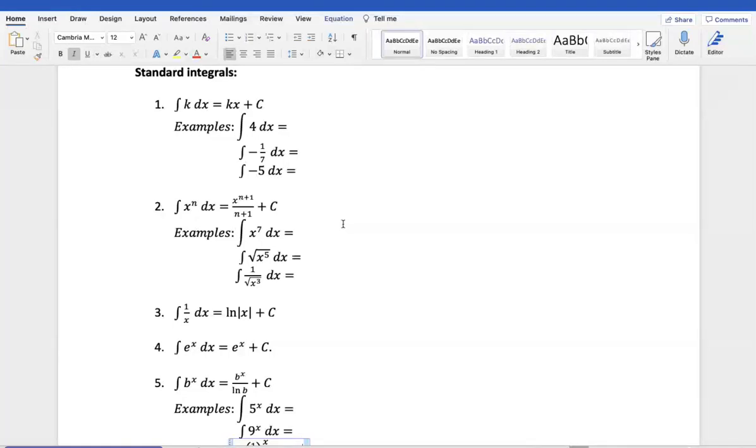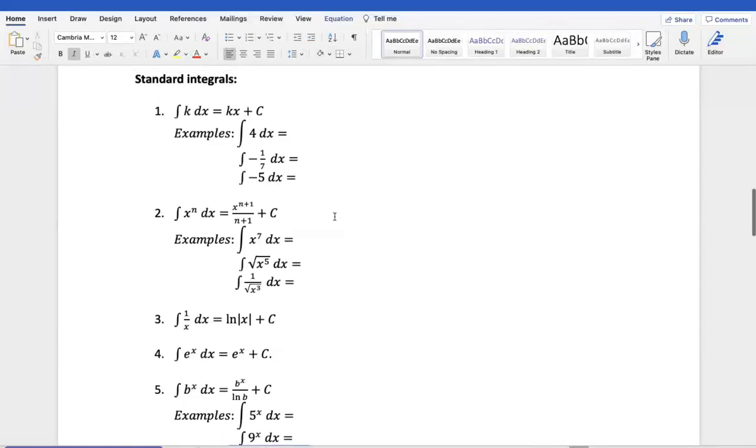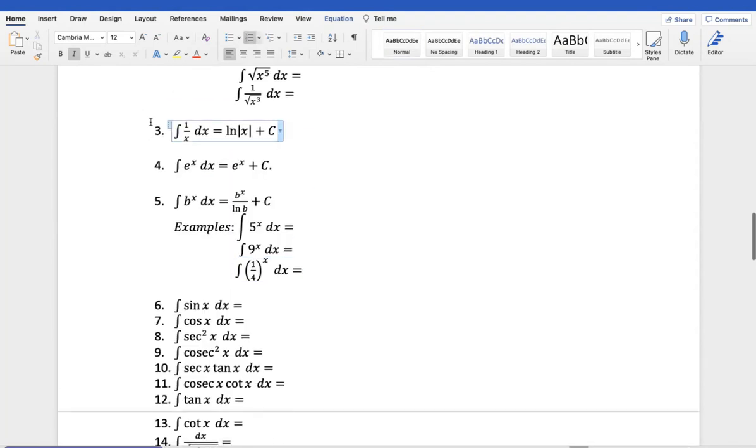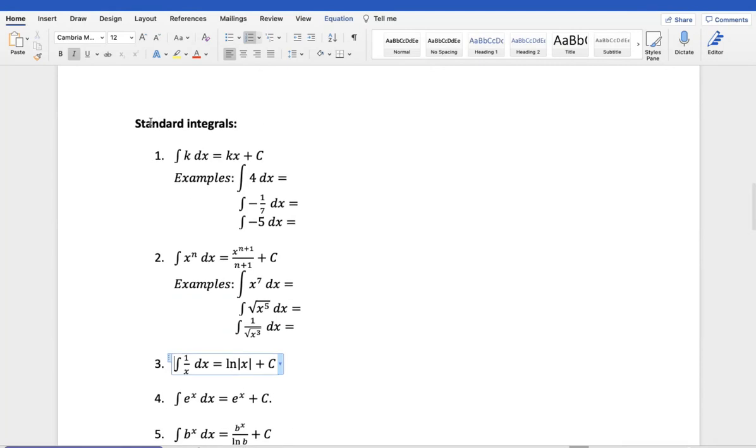Today we'll be looking at a few standard integrals that you might come across when you're solving integration problems. And there's quite a few of them, so we'll try to go through as many as we can. So the first one that you might have seen before is the integral of a constant k.